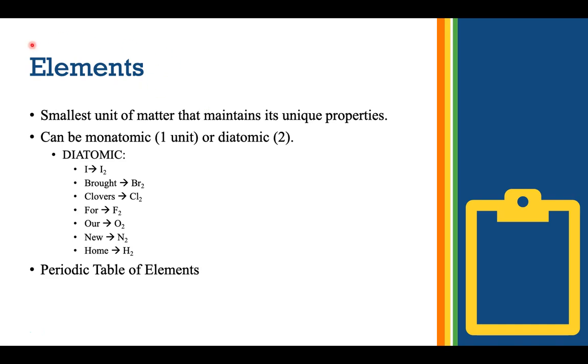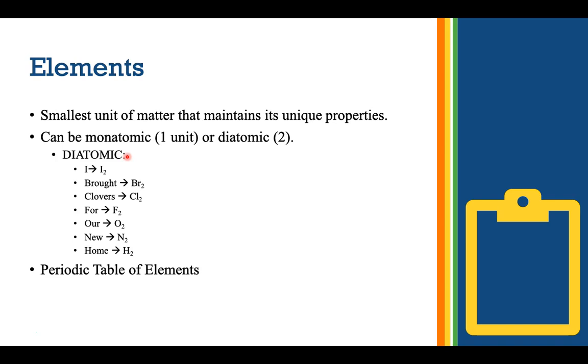By this point you should be somewhat familiar with your periodic table of elements, but just for review, elements are the smallest unit of matter that maintains its unique properties. They can be monatomic, meaning 1 unit, or diatomic, meaning 2 units. The key thing to pull out is mon, or later on mono, is 1. So monatomic is 1 atom. Diatomic, di meaning 2, is 2 atoms.